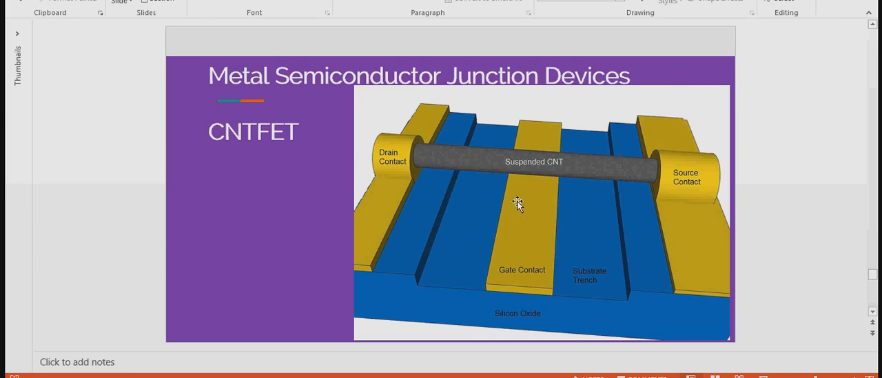This one is the structure of CNT FET. In between drain contact and source contact, we have the gate contact, and the drain contact and source contact are connected by a channel. That channel belongs to carbon nanotube, CNT, carbon nanotube.